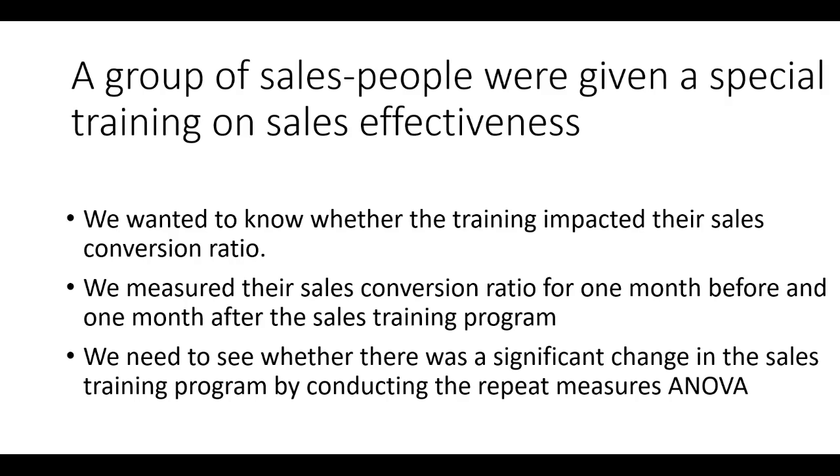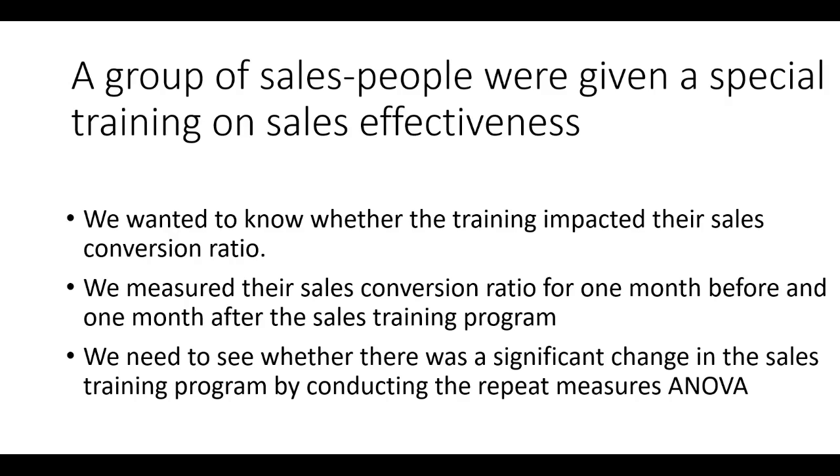So I'm going to look at a classical problem where repeat measures of ANOVA is used, which is the effectiveness of a training program in an organizational setting. A group of salespeople were given a special training on sales effectiveness. Since we had invested a lot of money and time on this sales training program, we really wanted to test whether the sales training program was impactful or not.